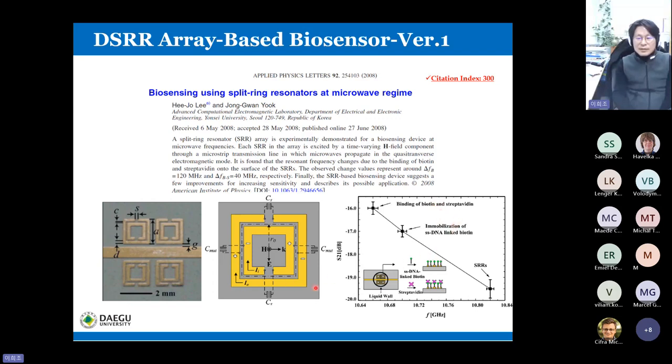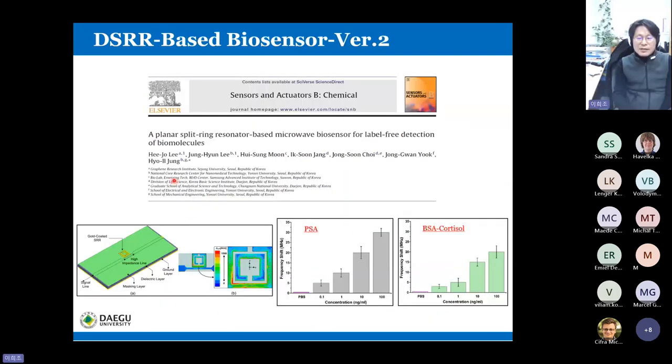So, okay, in this, X band means from 8 gigahertz to 12 gigahertz. Okay, for this case, we also proposed the second version, double spring resonator based sensor types for prostate specific antigen and stress biomarkers detections. In this case, the double spring resonator was strongly coupled with the high impedance lines, because this line can generate a high current intensity to enhance the electromagnetic field in the double spring resonator.